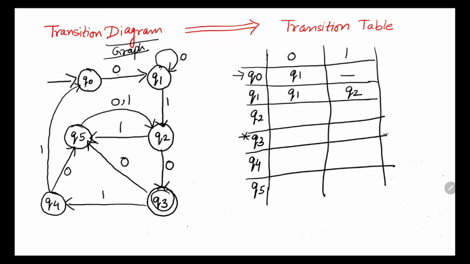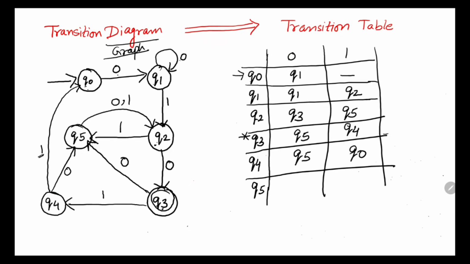Then the next state is Q2. Q2 with 0 is Q3. Q2 with 1, it is going towards Q5, right? Then we look at the state Q3. Q3 with input 0, we will write over here Q5. Q3 with 1, it is going towards Q4. Q4 with 0, the transition is Q5. Q4 with 1, the transition is Q0.